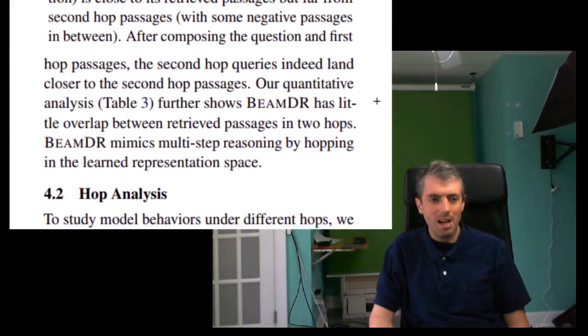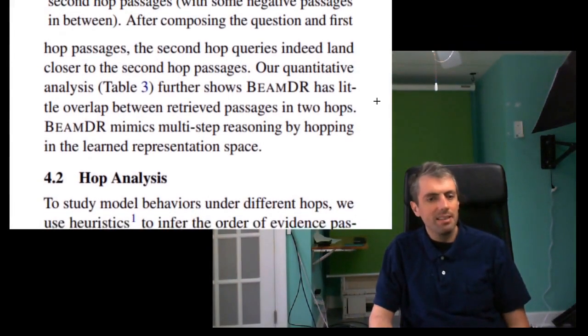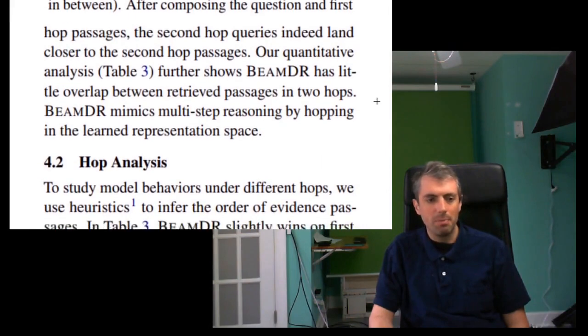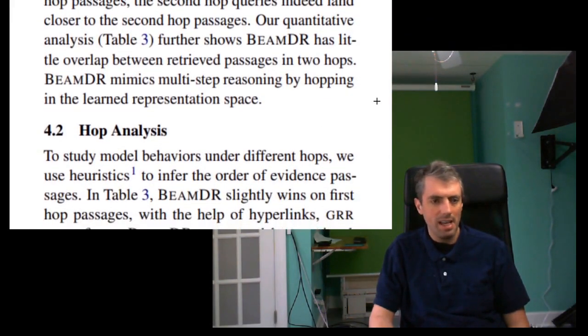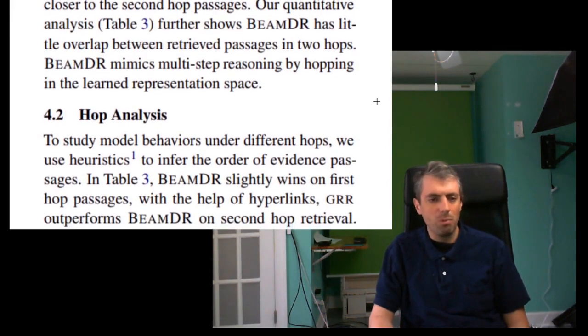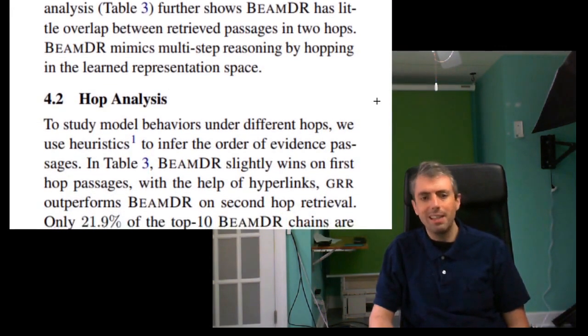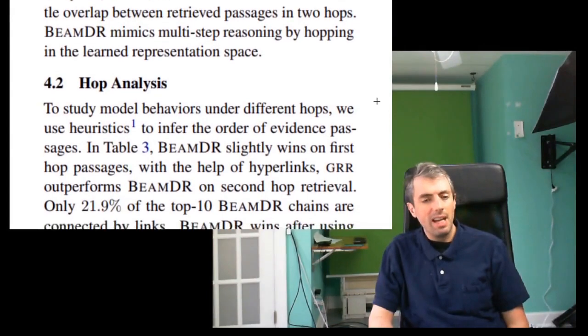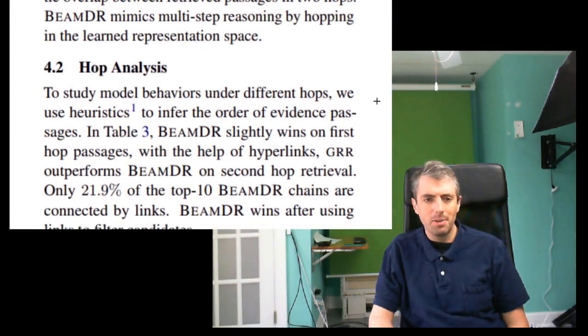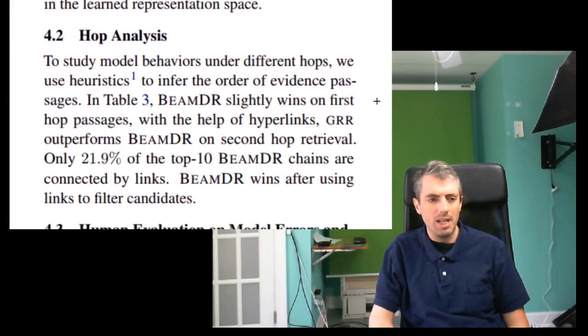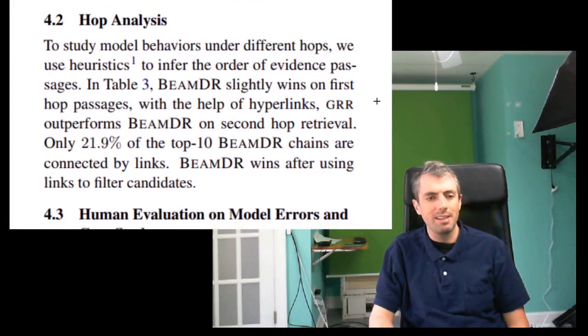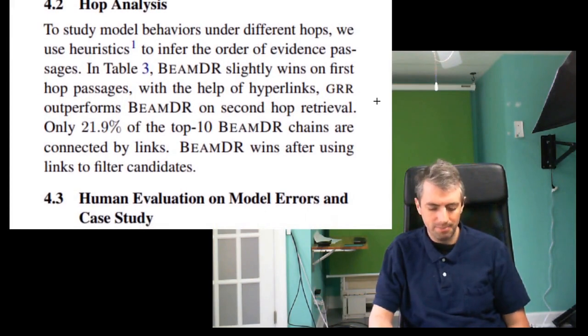Section 4.2, Hop Analysis. To study model behaviors under different hops, we use heuristics to infer the order of evidence passages. In Table 3, BeamDR slightly wins on first hop passages with the help of hyperlinks. GRR outperforms BeamDR on second hop retrieval. Only 22% of the top 10 BeamDR chains are connected by links. BeamDR wins after using links to filter candidates.